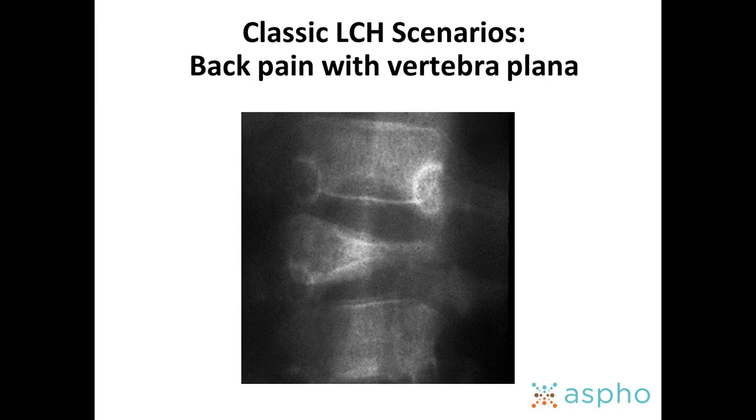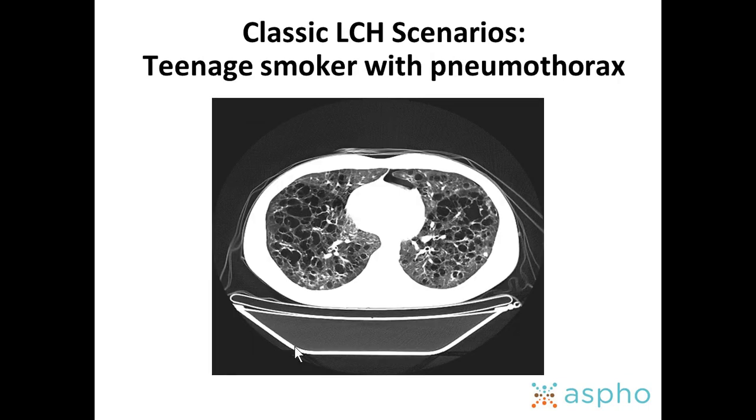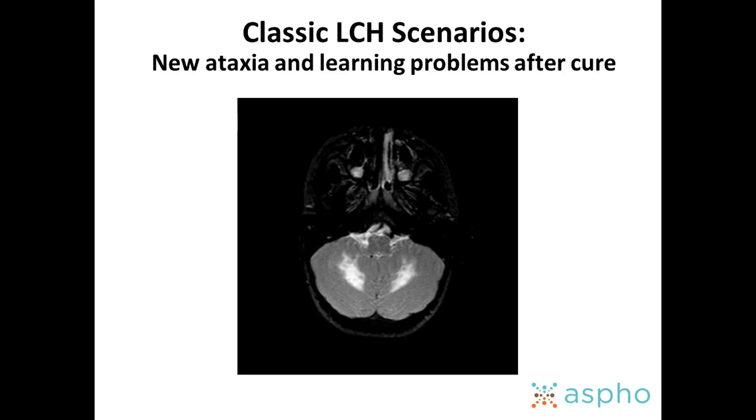Okay, and then vertebra plana is another classic scenario. Someone shows up with back pain, has vertebra plana, do a PET scan to look for other lesions. And here's an example: you have someone who shows up with diabetes insipidus and has an abnormal chest x-ray, and then this is a surprise that you find. That's a classic picture for LCH.